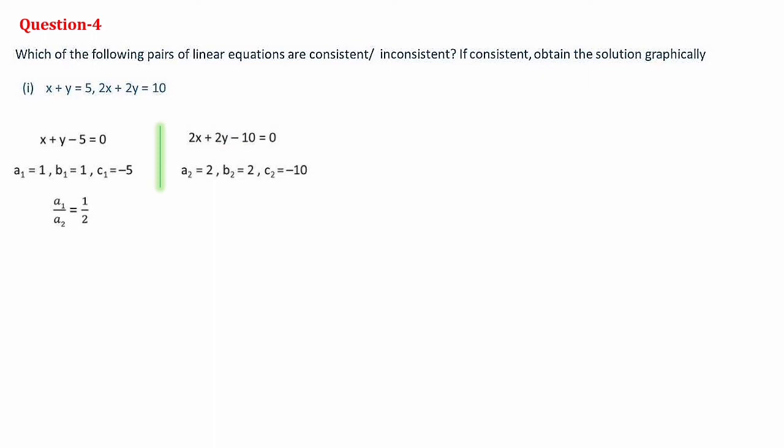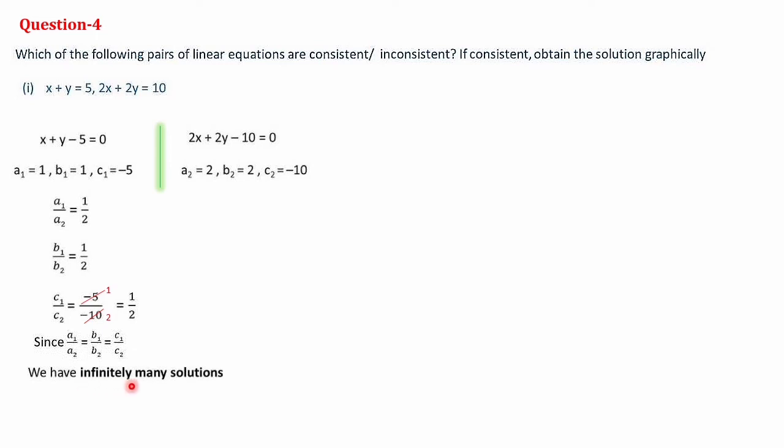Let's go for a1 by a2, that is 1 divided by 2, b1 by b2 also 1 divided by 2, c1 by c2 is minus 5 divided by minus 10. Here 5 is common for numerator and denominator, when we cancel we get 1 by 2. So everywhere we are getting 1 by 2, and we come to the conclusion that a1 by a2 equals b1 by b2 equals c1 by c2. That means there are infinitely many solutions. Infinitely many solutions means the system is consistent.